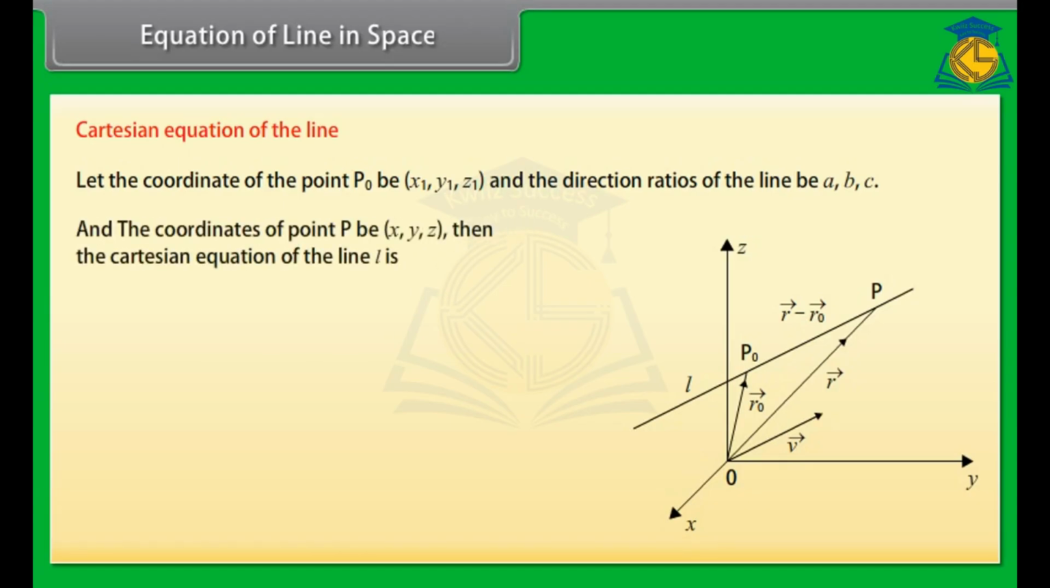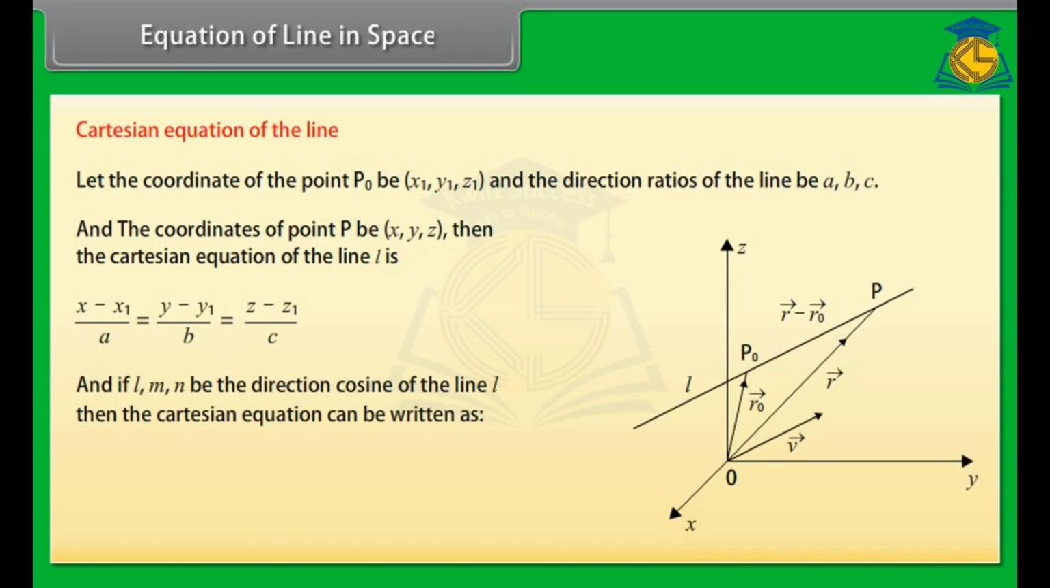And the coordinates of point P are x, y, z, then the Cartesian equation of the line is (x minus x1) by a equals (y minus y1) by b equals (z minus z1) by c. And if l, m, n be the direction cosines of the line L, then the Cartesian equation can be written as (x minus x1) by l equals (y minus y1) by m equals (z minus z1) by n.